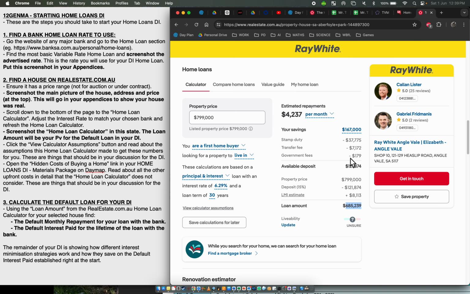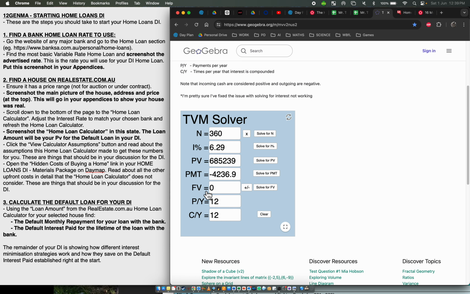That is telling me my default monthly repayment for the loan with the bank is $4,236.98, which is pretty close to what this calculator is saying. Okay, but this is what you're going to use, what you actually calculate.